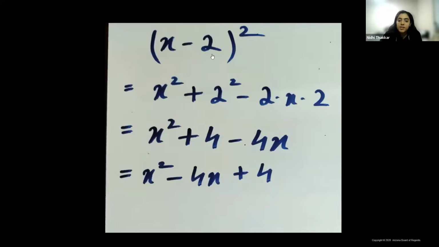What if we have (x - 2) whole square? So here is just a simple difference. Instead of plus 2ab, we have minus 2ab. So it's a square plus b square minus 2ab. So it would be x square plus 4 minus 4x. And again, to write it in the usual form, we do x square minus 4x plus 4.